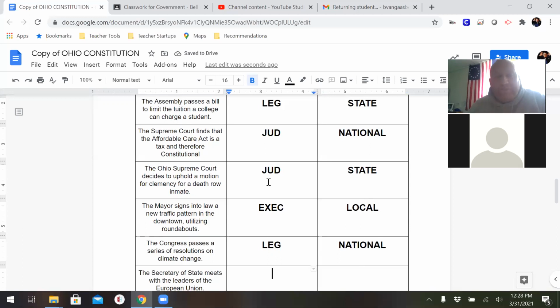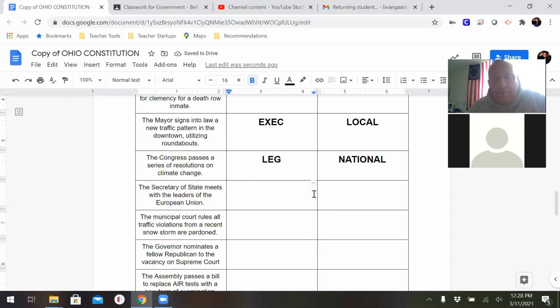Secretary of State. This one threw people in third and fourth bell. The Secretary of State meets with the leaders of the European Union. It helps to do this backwards. If it's the Secretary of State and they're meeting with leaders of the European Union, what level are we really talking about? National, state, or local? National, that's right, okay? Now, the Secretary of State is part of what organization?